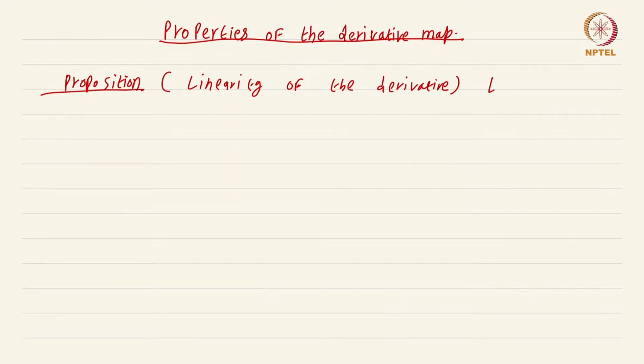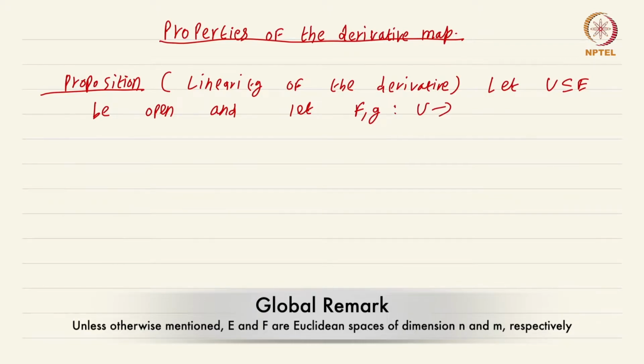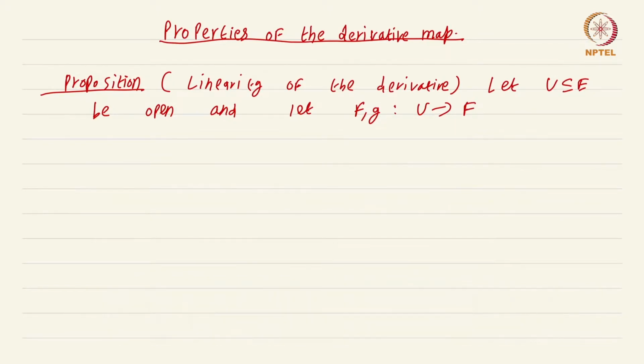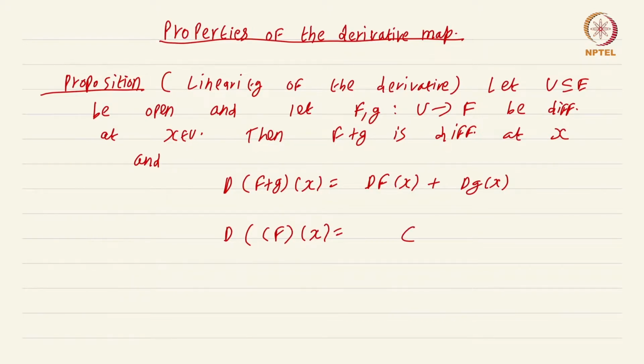So the setup is as follows. Let U subset of E be open, and let F, G from U to R^m, or rather F in our notation, be differentiable at X in U. Then F plus G is differentiable at X, and d of (F plus G) at X is just dfx plus dgx, and in an entirely similar way, d of (C f) at X is just C times dfx.